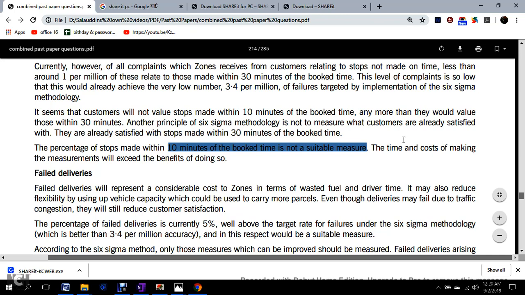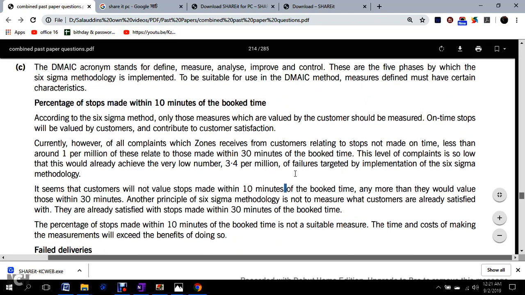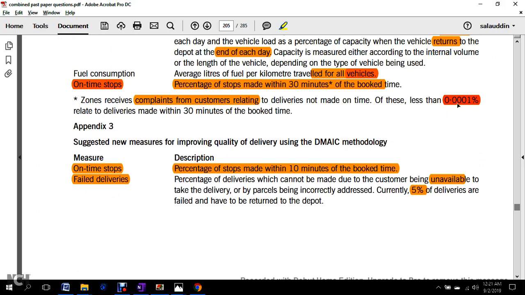It is not suitable. The time and cost of making the measurement will exceed the benefit of doing so. It will take more time. It will cost more to make the stops within 10 minutes. It's really tough. It will be expensive, but the benefit from this is not going to exceed the cost. Rather, the cost is going to exceed the benefit. So the organization shouldn't do this. If the percentage were high, 5%, 10%, we would try to reduce it, but now it's pretty less important.